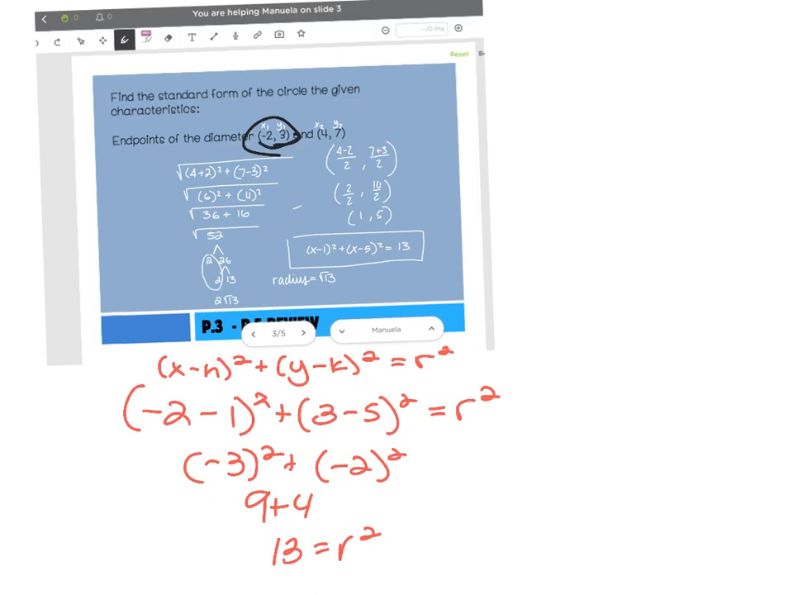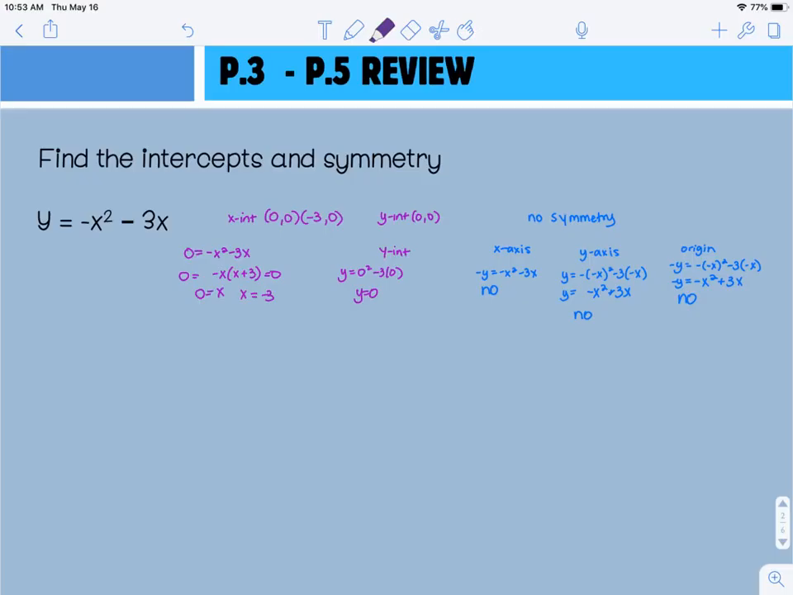The benefit to this is you don't even have to then square root it, because in the equation you want it squared. So you could literally just rewrite that as x minus 1 squared plus y minus 5 squared equals, and then keep the r squared as 13. Doesn't matter how you do it as long as you do it right. So one of those 3 ways, you could choose whichever one you want.